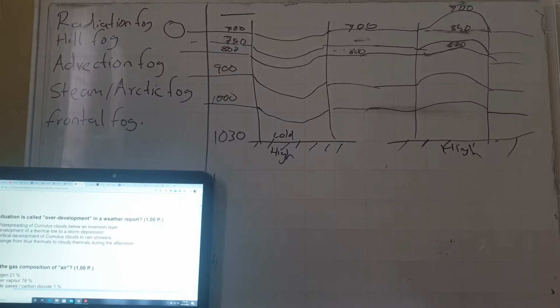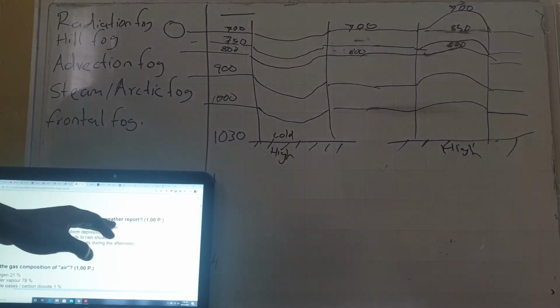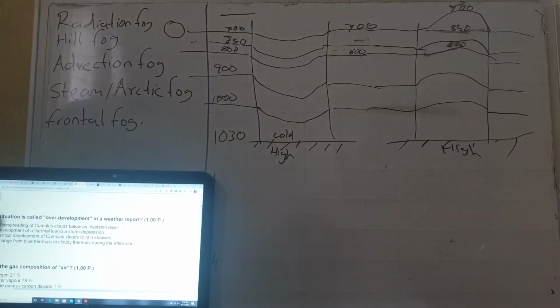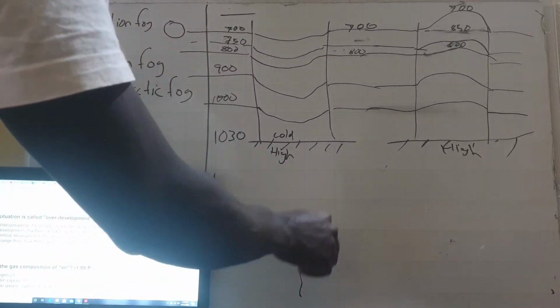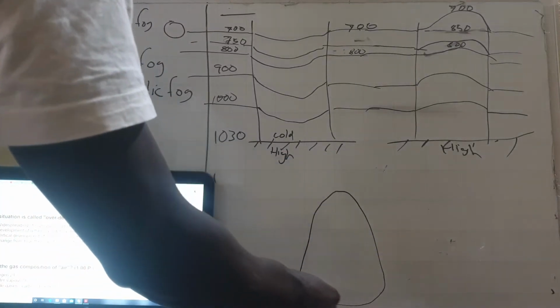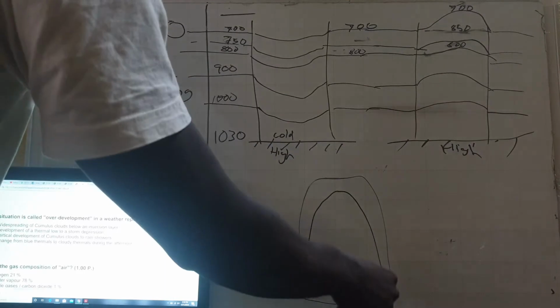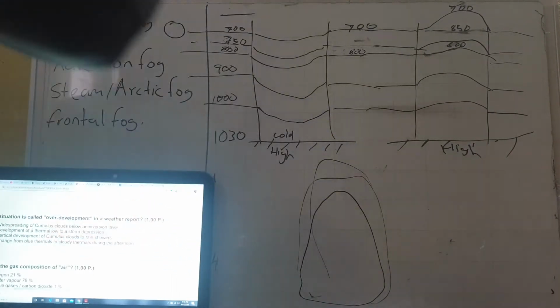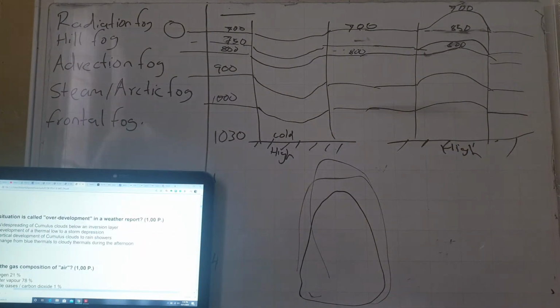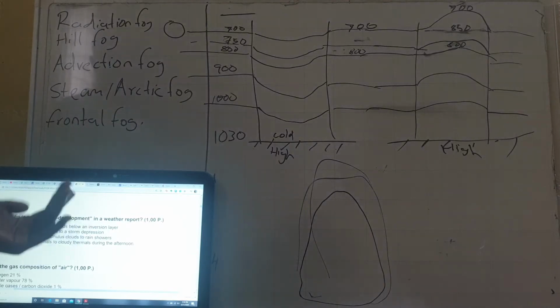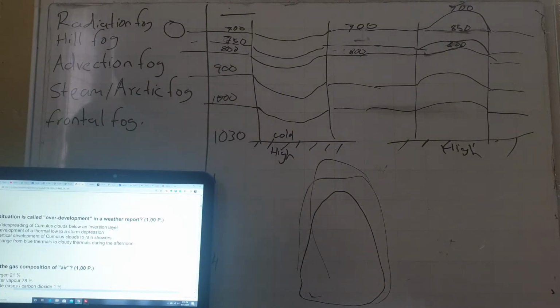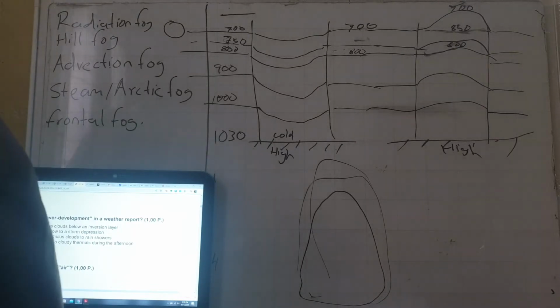Okay, so let's go to number 3. What situation is called overdevelopment on a weather report? Overdevelopment is just when many clouds are forming, going vertically upwards. So it's just vertical development of cumulus clouds to rain showers. Okay, so it's just that. There's no two ways about it.